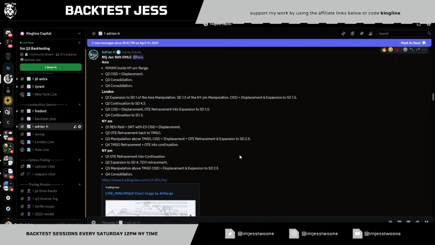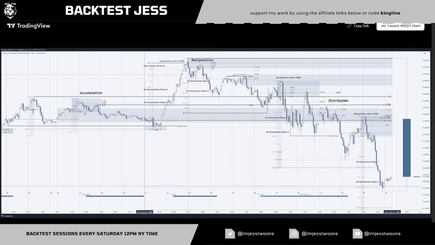So now, New York AM session. In Q1, relatively equal highs are raided, and SMT with ES, plus change of state of delivery and displacement. So in Q1, we raided equal highs. Notice we didn't take out the previous quarter. The previous quarter, or the previous cycle, is huge. So we just have equal highs here, and then we manipulate above those highs. So we just raided relatively equal highs, and we have SMT. Then we have a CSD.